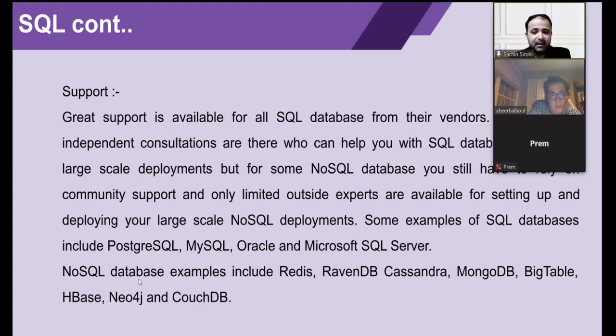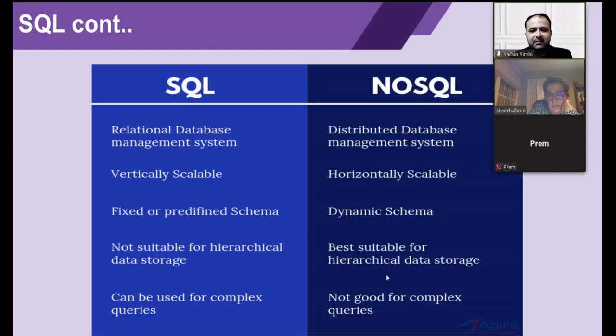And if I'm talking about NoSQL software, the databases include Redis, RavenDB, Cassandra, MongoDB, Bigtable, HBase, Neo4j, and CouchDB. MongoDB is a very famous tool for NoSQL. So these are the differences theoretically. SQL is a relational database management system, but NoSQL is a distributed database management system. It is not made to link all the tables.